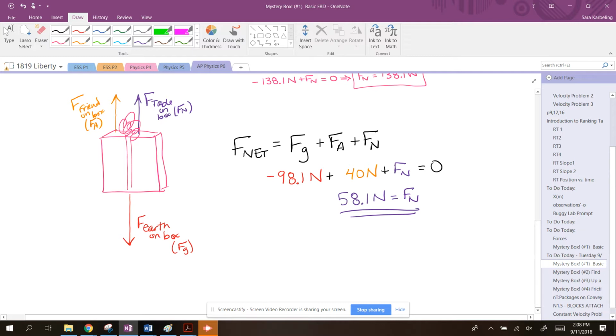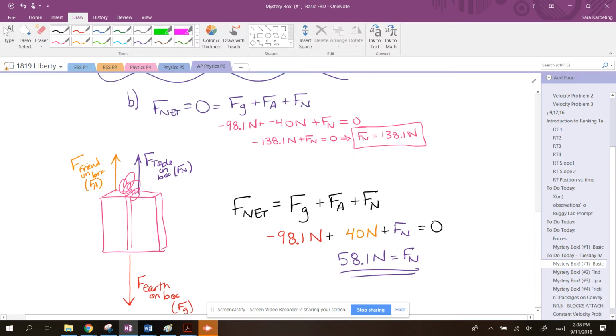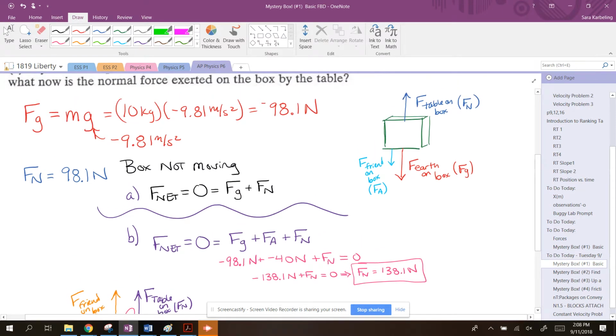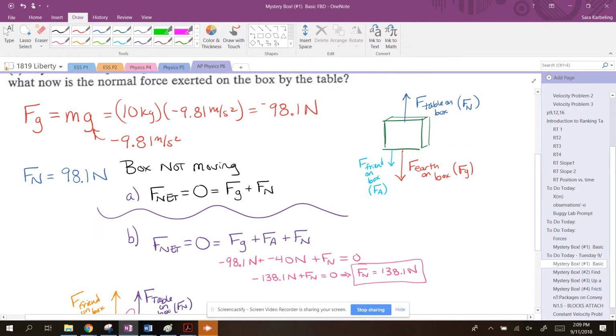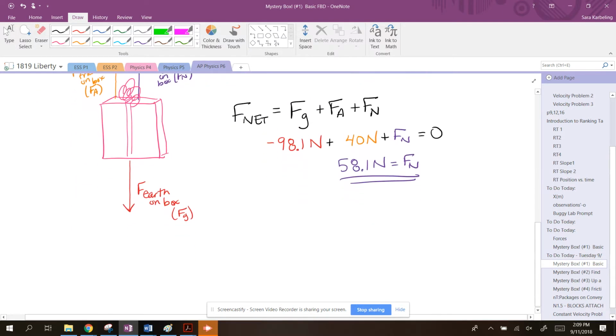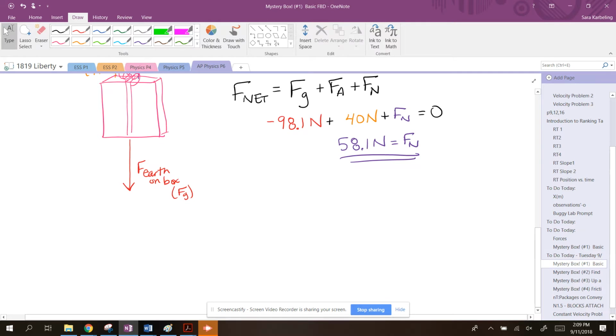Three situations, same box, same friend, three different normal force sizes. That's kind of weird. 98.1 going up. 138 going up. 58 going up. How are we doing? Are we okay so far? Is that a yes? No? Yeah? Okay. I couldn't quite tell.